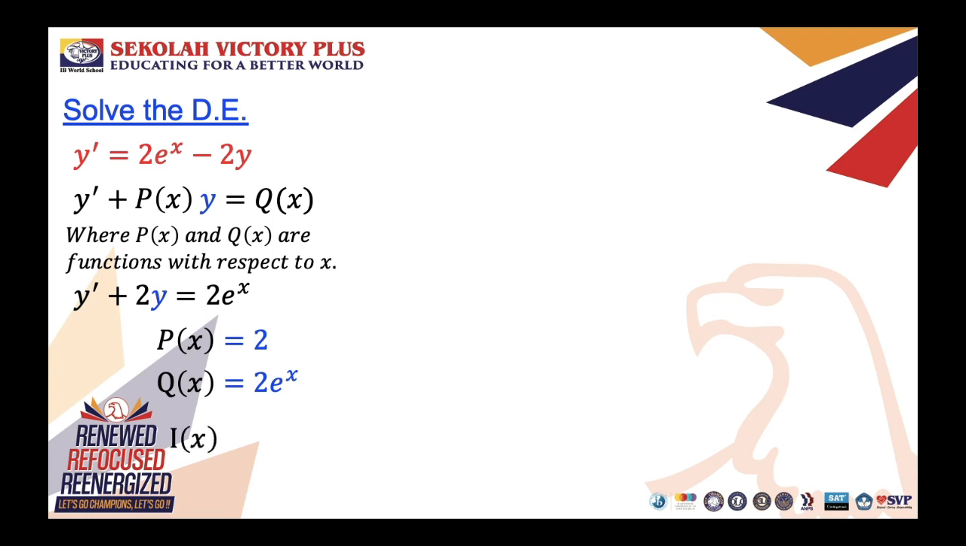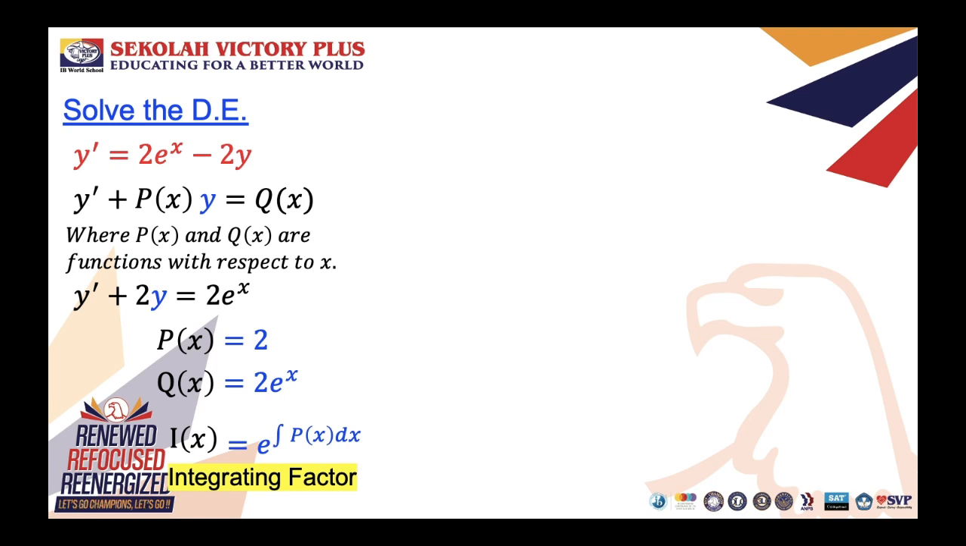Now, what's left would be the I of x. What do you mean by I of x? I of x is what we call the integrating factor. And I of x is equal to e raised to the power of integral of your p of x dx. It may look quite complicated in form, but honestly, when you do the integration, it isn't.